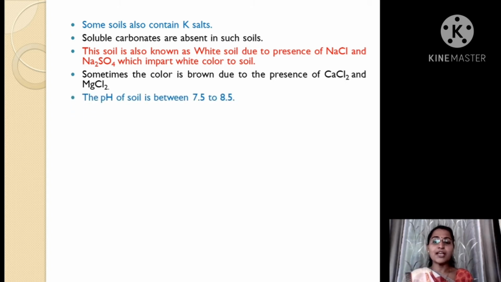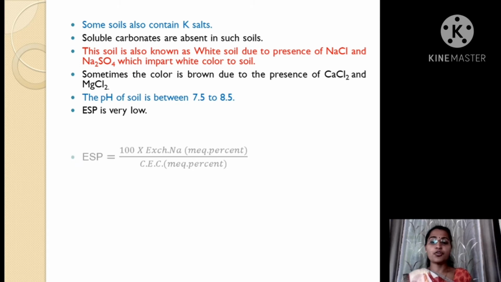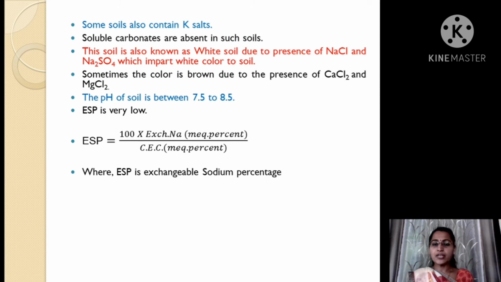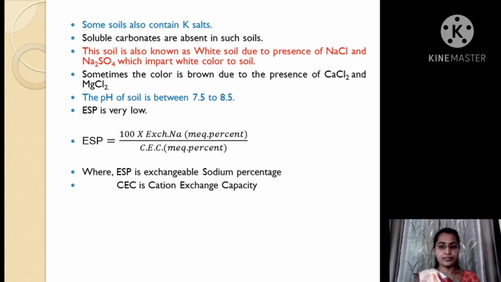The pH of saline soil is between 7.5 to 8.5. ESP is very low for this soil, and we can calculate the ESP by using the formula ESP equals 100 into exchangeable sodium divided by CEC, where ESP is the exchangeable sodium percentage, while CEC is cation exchange capacity.